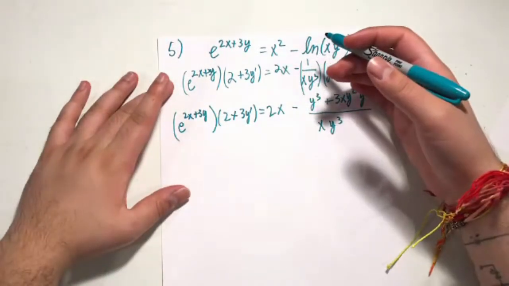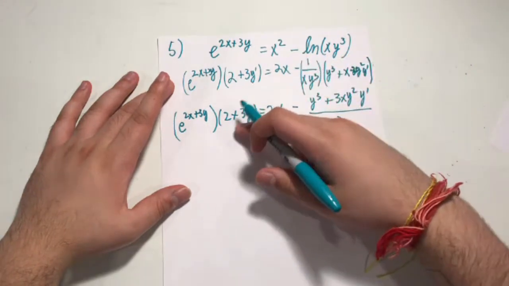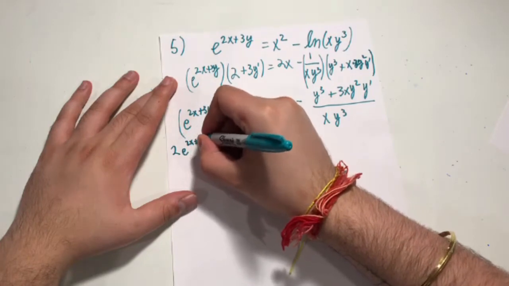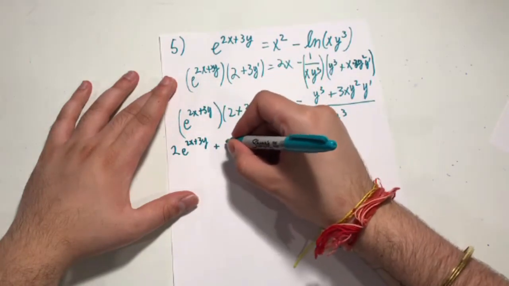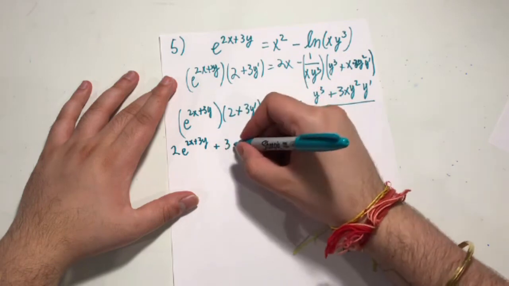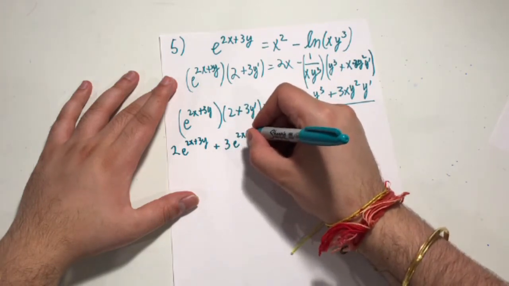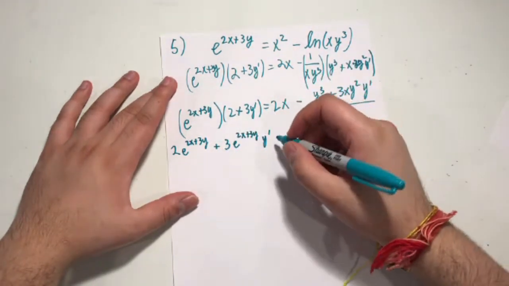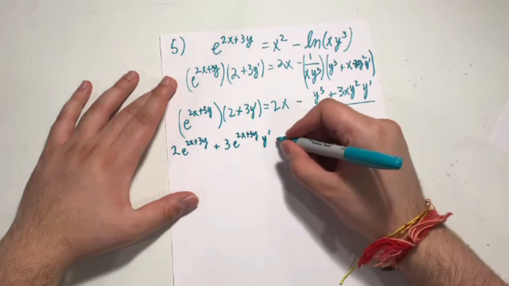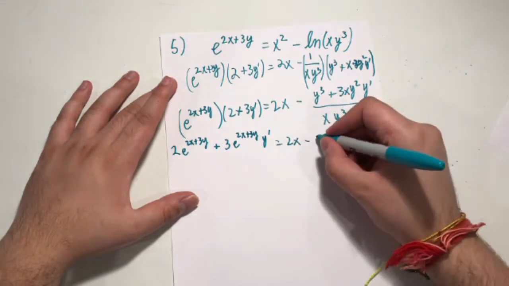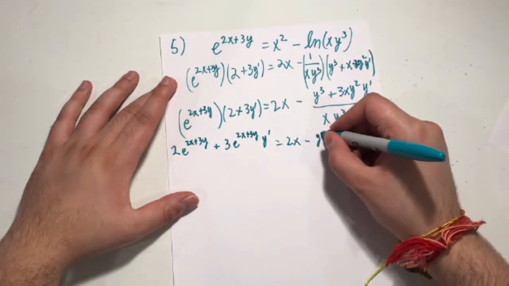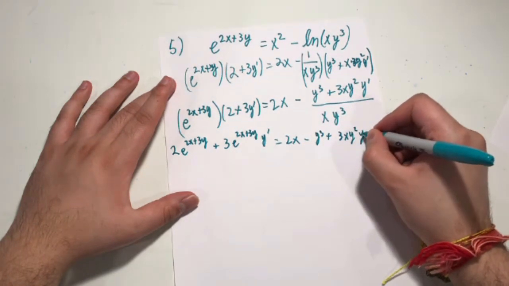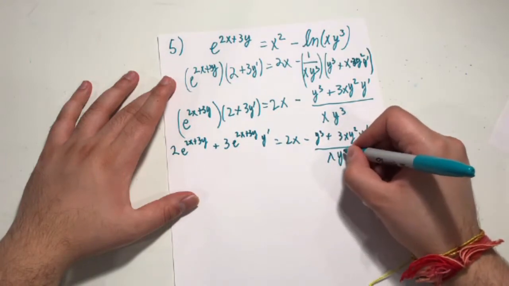So if I distribute the e to the 2x plus 3y to this stuff, I get 2e to the 2x plus 3y plus 3e to the 2x plus 3y times y prime. Okay, now I just have stuff being added together with a y prime term there. And that's going to be equal to 2x minus y to the third plus 3xy to the second y prime over x y to the third.